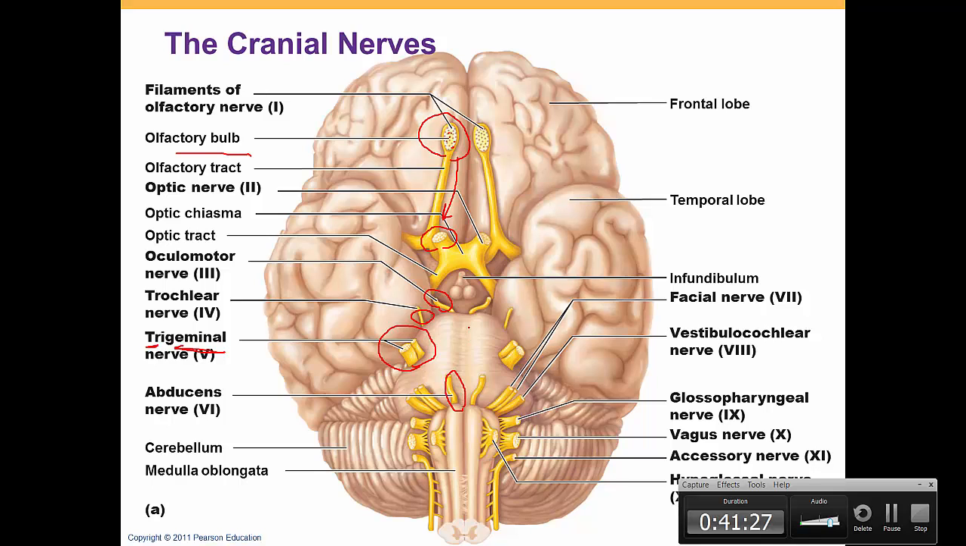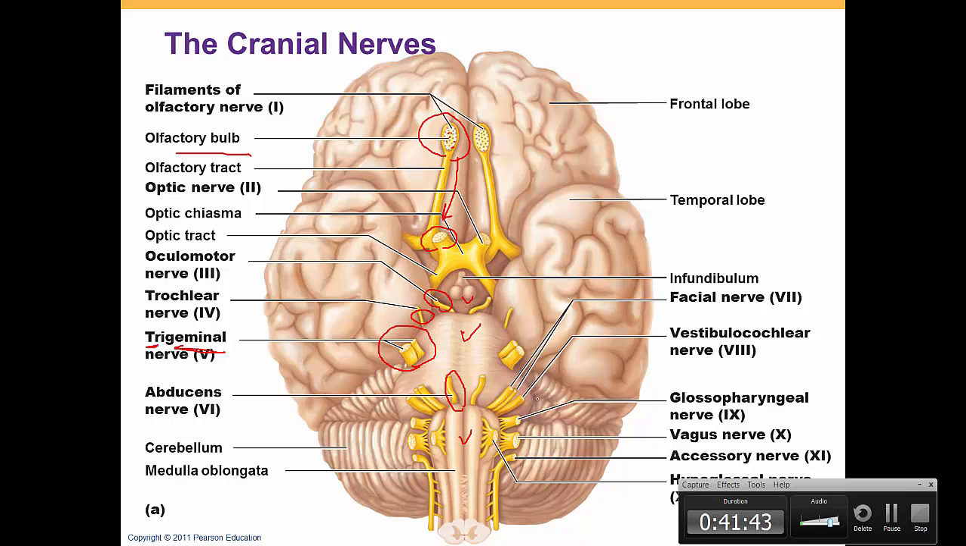So the abducent is between the pons and the medulla, and the cranial nerve 3, oculomotor, is between the midbrain and the pons. So 3/6. So these two are at the junctions.